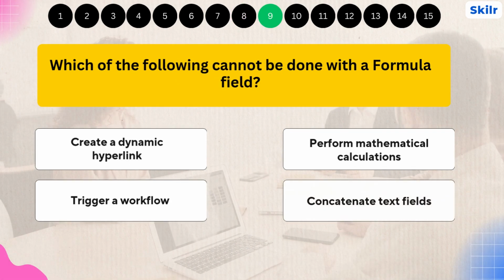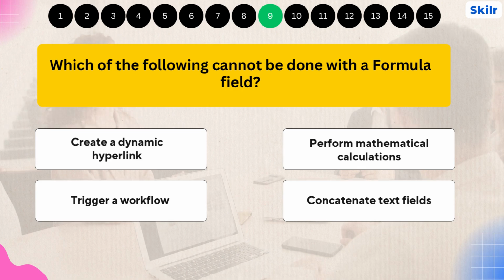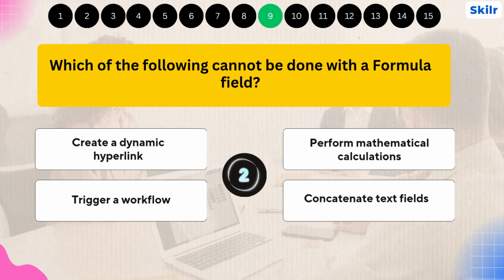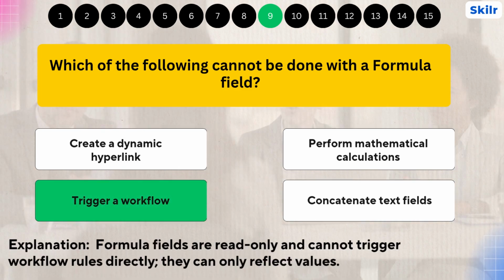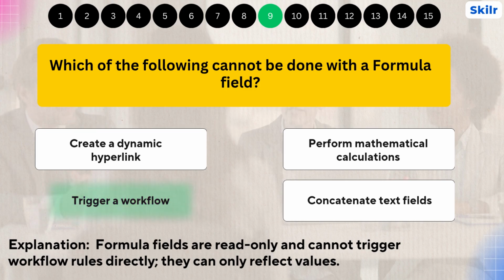Question 9. Which of the following cannot be done with a formula field? The correct answer is trigger a workflow. As formula fields are read-only and cannot trigger workflow rules directly, they can only reflect values.